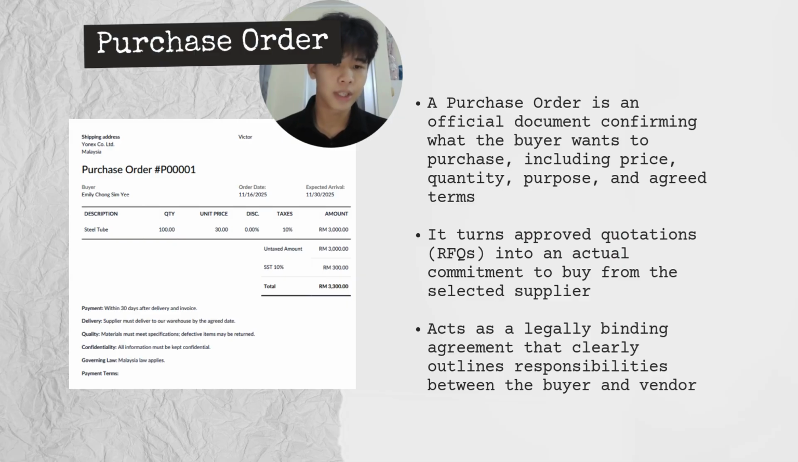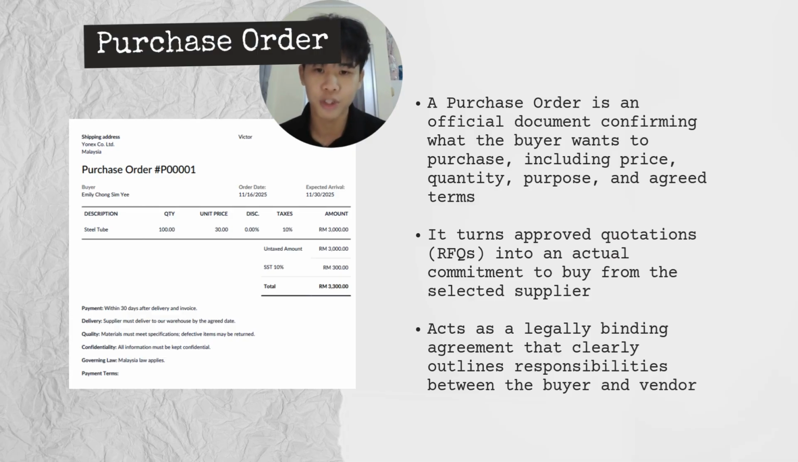A purchase order is an official document confirming what the buyer wants to purchase, including the price, quantity, purpose, and the agreed terms. As you can see in our receipt, we already chose Victor as our supplier. It turns the approved quotation from the RFQ into an actual commitment to buy from the selected supplier. It acts as a legally binding agreement that clearly outlines the responsibilities between the buyer and the vendor.